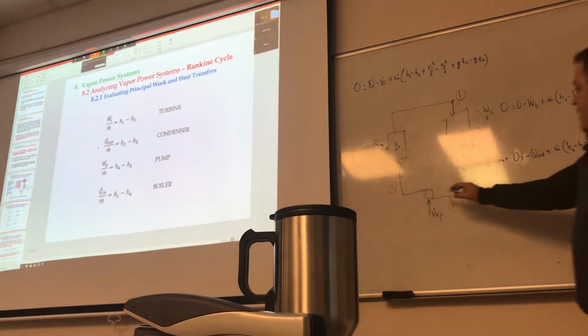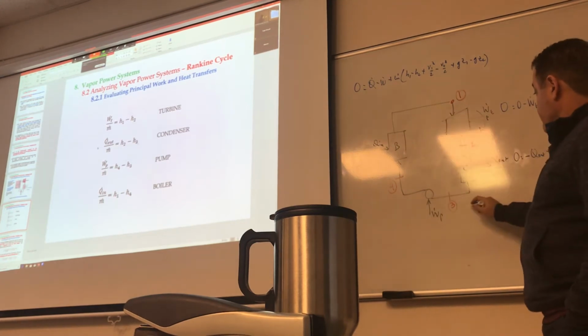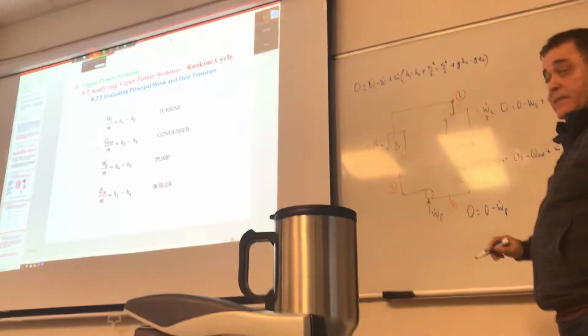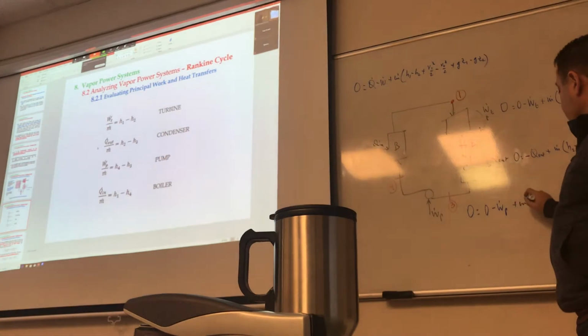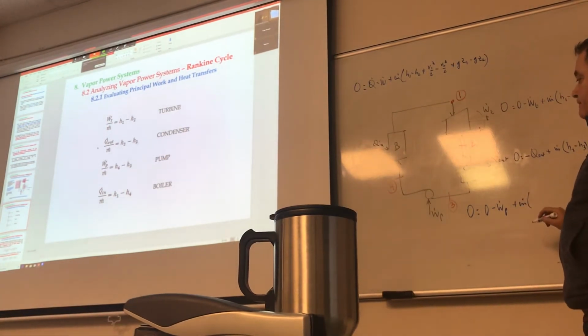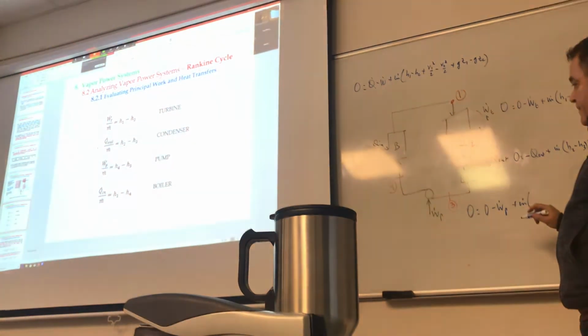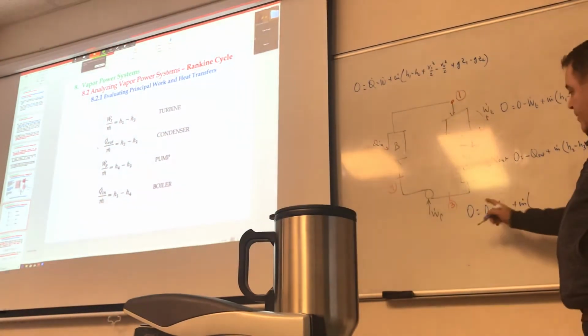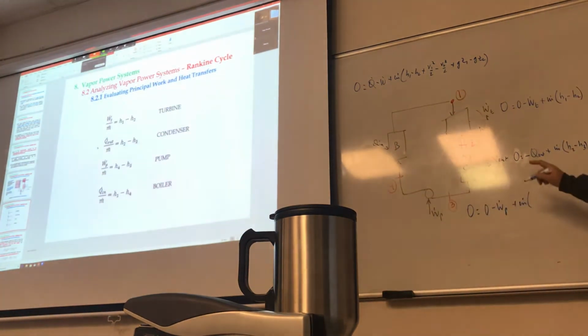And how about the pump? For the pump, 0 equals work. There is no heat, so 0 minus W pump, right? Plus m dot times H inlet minus H exit. So what is it? H3 minus H4, right?